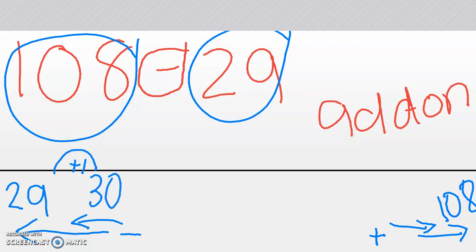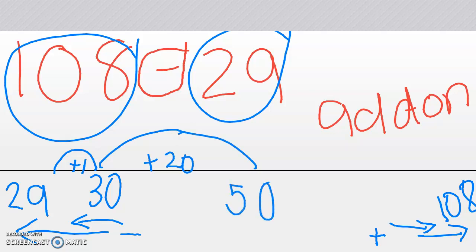30 is easier to work with than 29. And then after you bring the number to 30, you are going to add 20 to get 50. I think that 50 is an easy number to work with because 108 is not much higher than 100. So now that there's 50 here, we're going to add 50 more.